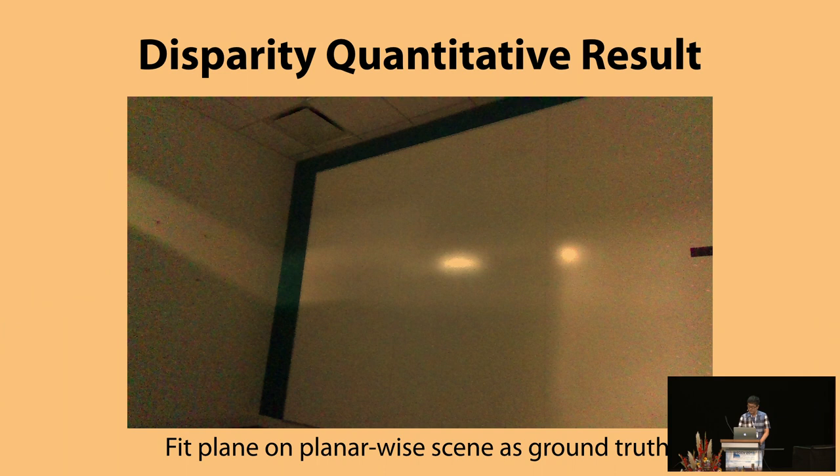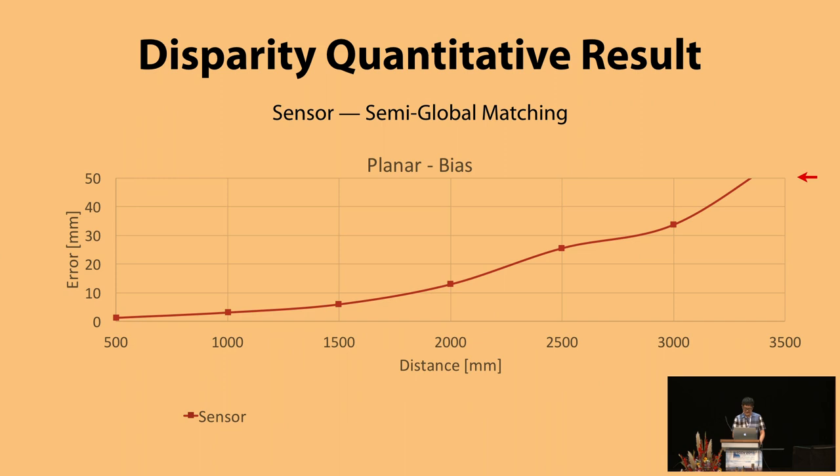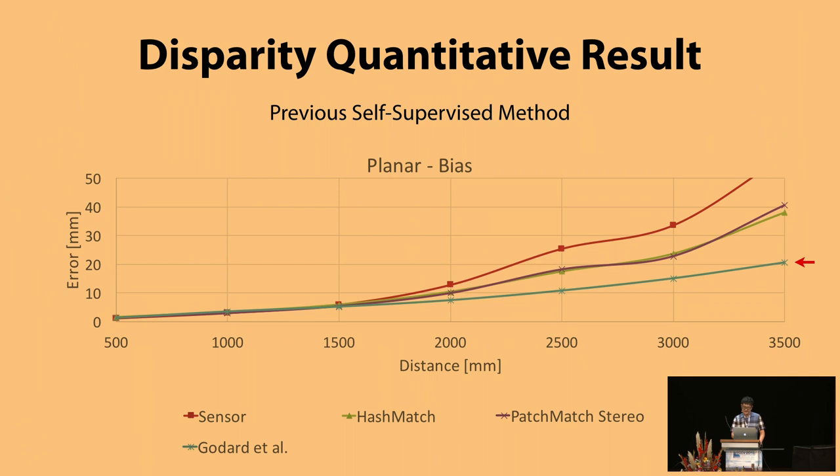A quantitative evaluation can be hard as there's no depth ground truth. We do so by collecting data from scenes consisting of planar geometry, where 3D planes can be fitted as ground truth. Here we show the average depth error for pixels at different distances. This is the curve for the sensor output, for the state-of-the-art handcrafted methods, for the self-supervised model trained with traditional photometric loss, and for our active stereo net.